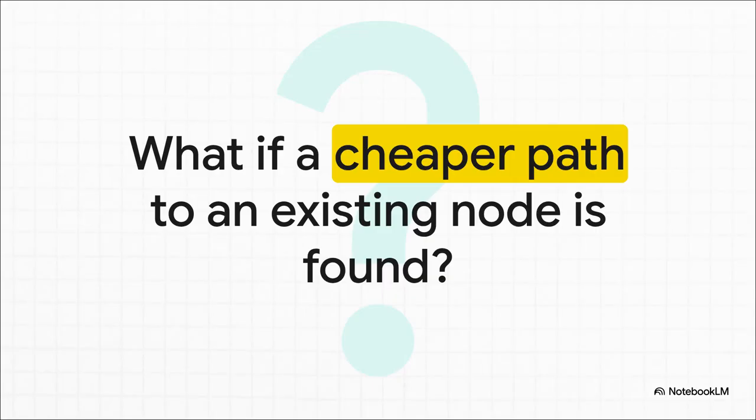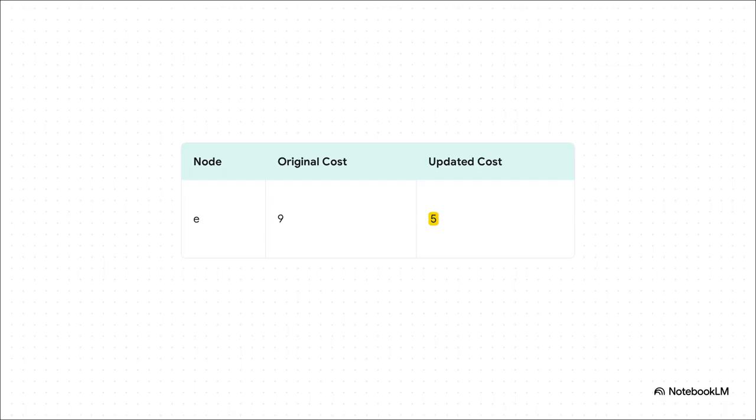But this brings up a really important what-if scenario. What happens if we're exploring some other part of the graph, and we suddenly find a new, better shortcut to a node that's already in the queue? Like, what if we find a cheaper way to get to node E? This is where the priority queue is just brilliant. It doesn't get confused and add a second entry for E. Instead, it just updates the one that's already there.